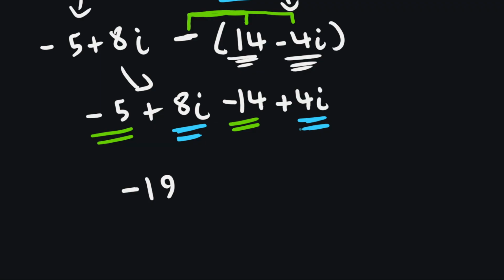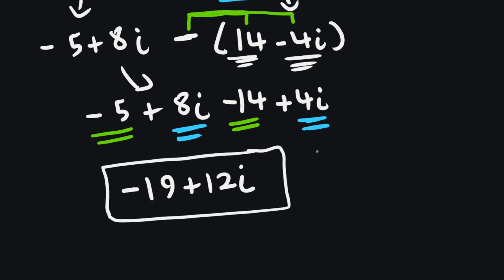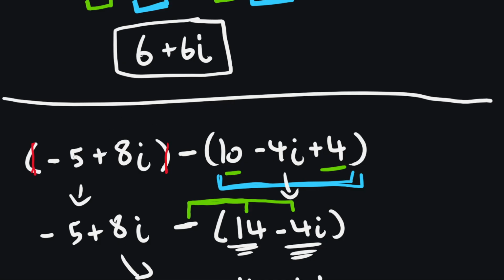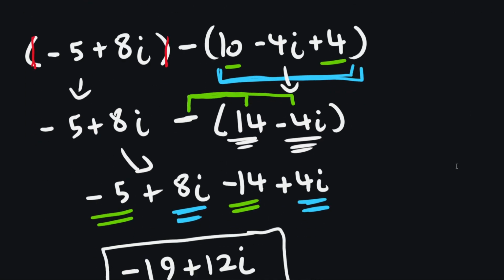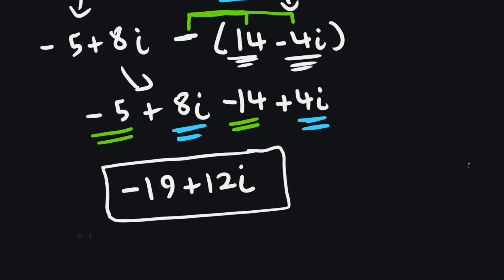And in blue, what is positive 8i plus 4i? What's 8 plus 4? That is 12. So positive 12, and then i. If 8 plus 4 is 12, then 8i plus 4i is 12i. And there we go. Negative 19 plus 12i is a complex number, and that is the solution to subtracting these two complex numbers up here. That would be our final answer. So that's how you add and subtract complex numbers.